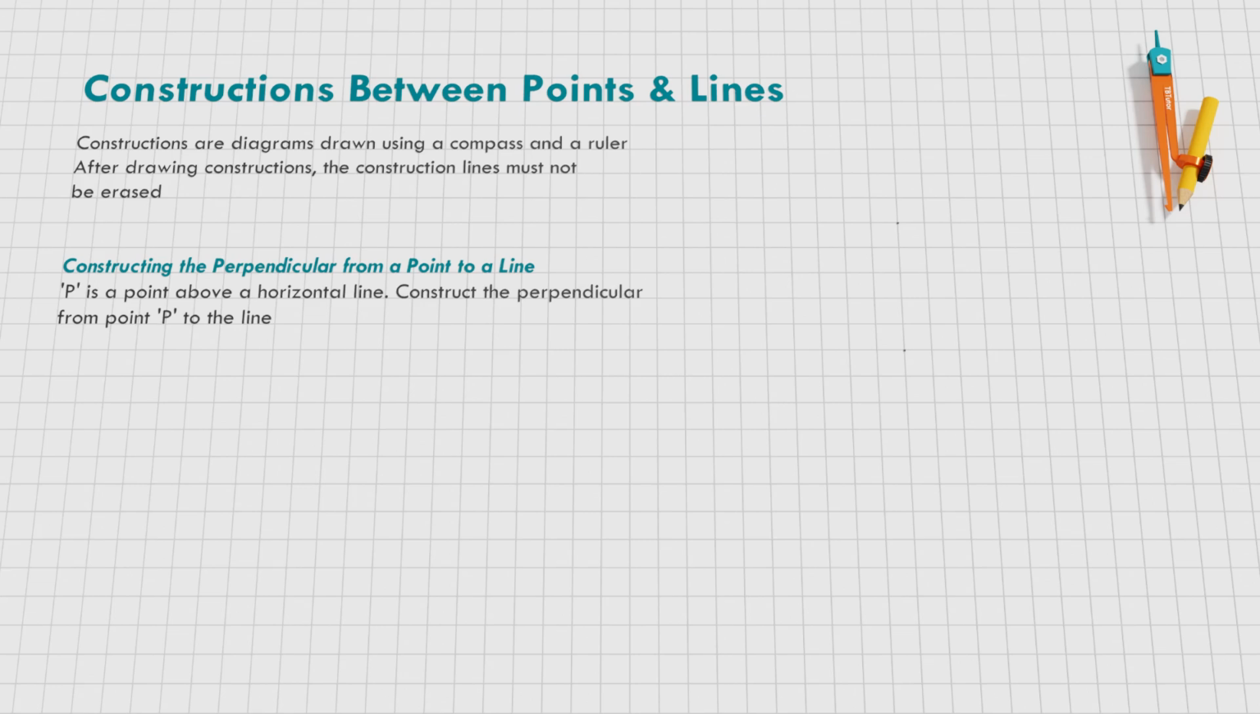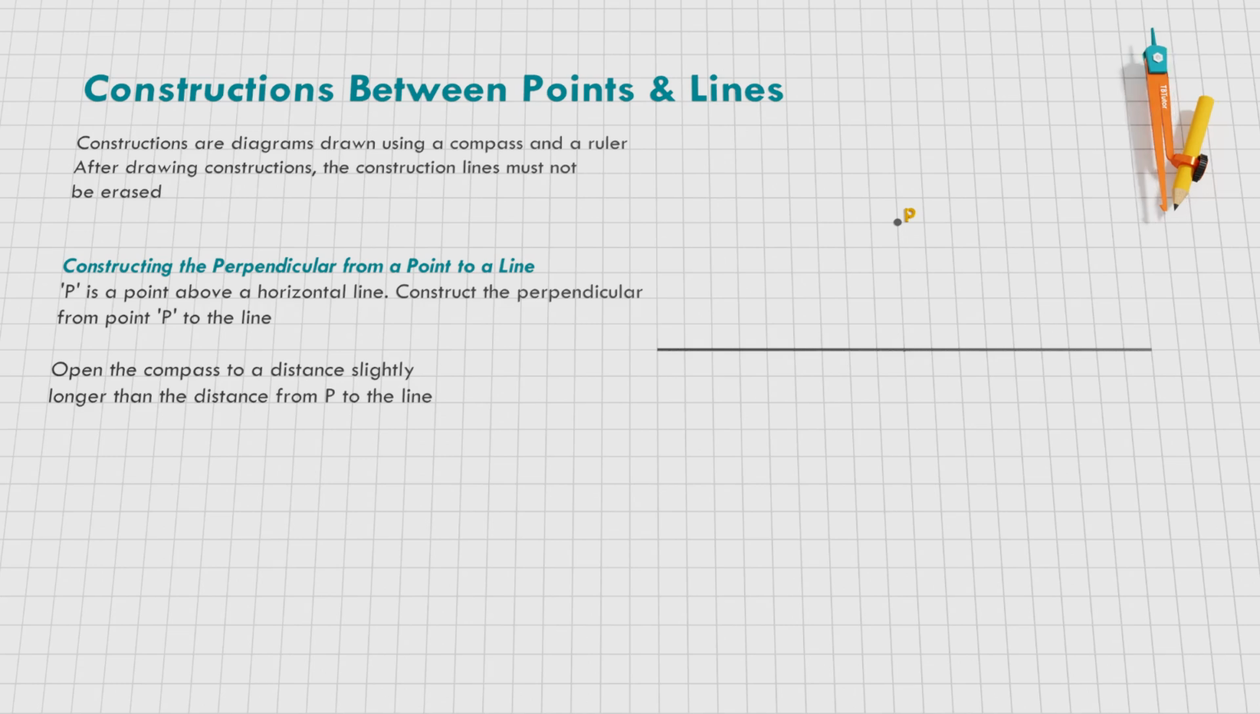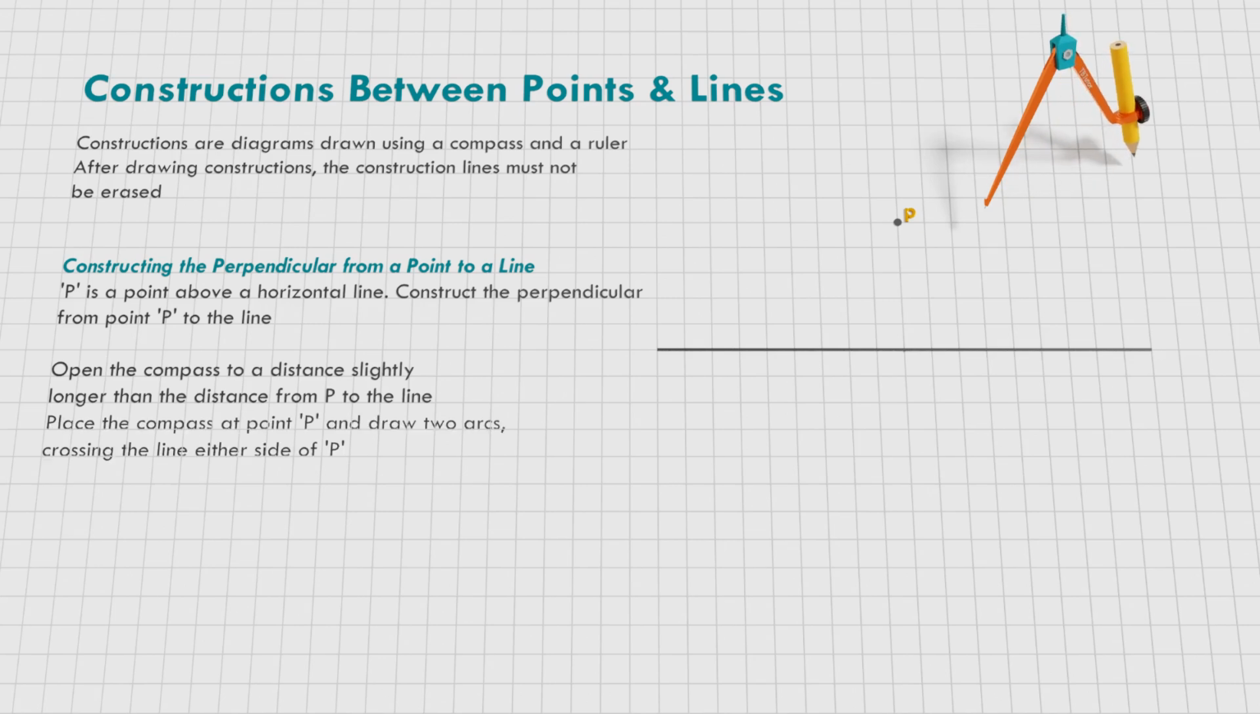Point P is a point above a horizontal line. Construct the perpendicular from point P to the line. Firstly, we open the compass to a distance slightly longer than the distance from P to the line. Then we place the compass at point P and draw two arcs, crossing the line at either side of P.